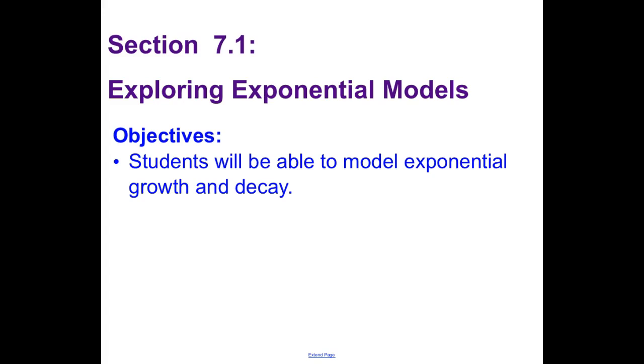Anybody have an idea? What does it look like? All right, so it starts low and curves up. All right, exponential decay, opposite, starts high and goes down. Yes? But it's not a linear situation, right? Not a straight line.